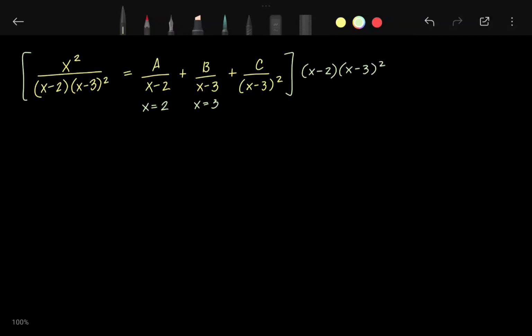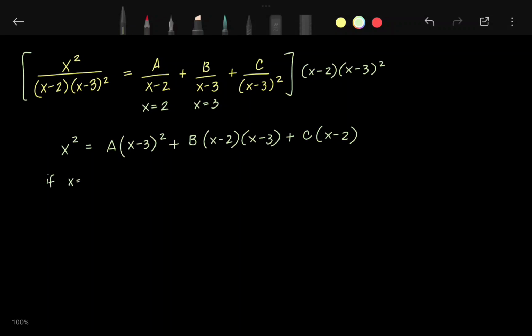We multiply by the factors, so that x squared equals A times x minus 3 squared, plus B times x minus 2 times x minus 3, plus C times x minus 2. Okay. If x equals 2, of all the terms, which ones become 0? This one? No. This one? Yes, because we have 2 minus 2 here, so it becomes 0, and the same for this one.